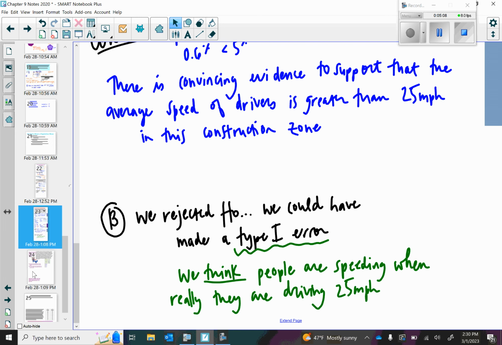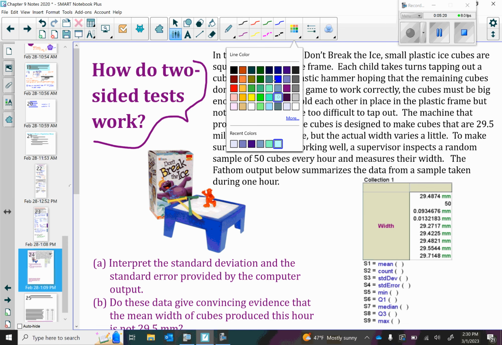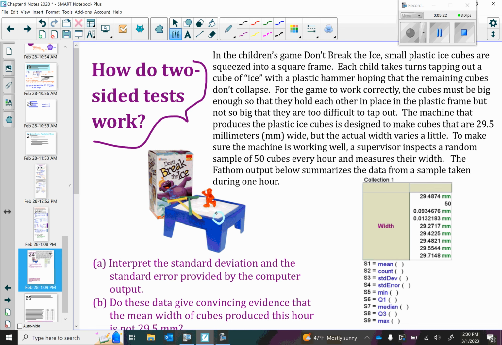In our next example, we get to talk about a game that I used to play as a kid and really liked. If you've never played it, that's a shame. It's called Don't Break the Ice. The game is played by placing these tiny little plastic ice cubes into a plastic box, and you will take turns with your partner hitting one of the ice cubes out until the little man on top falls, because you have effectively broken the ice and you would lose the game at that point.